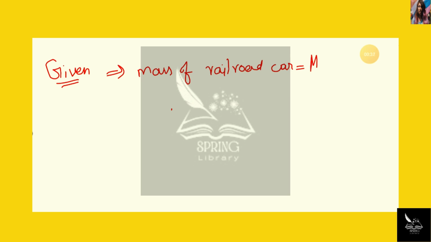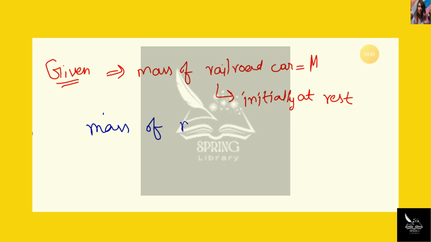and after it, the question says that there is a man having mass, that is small m. So I can say that the mass of the man is given as small m. Now the question says that the man starts moving on the car towards the engine.